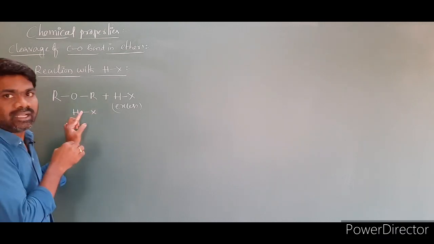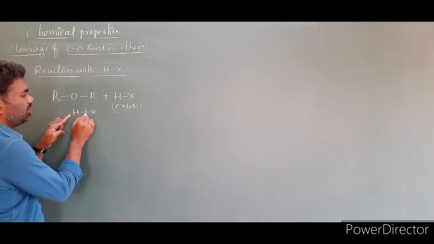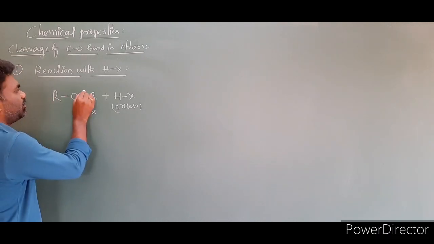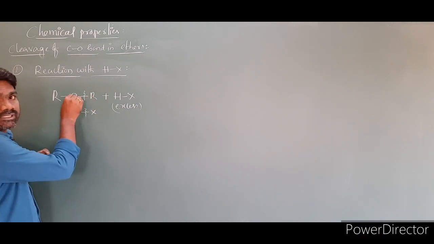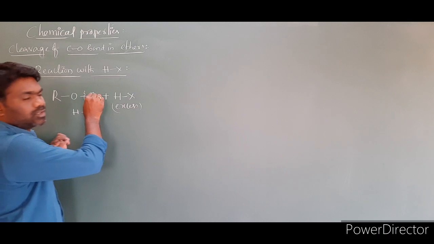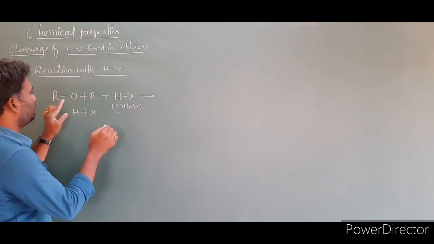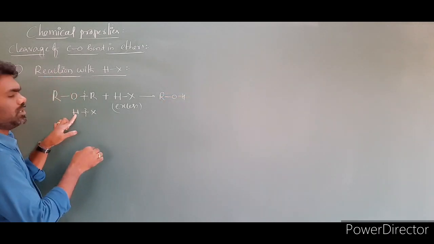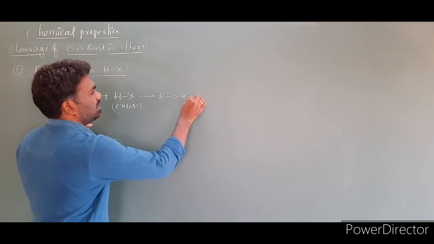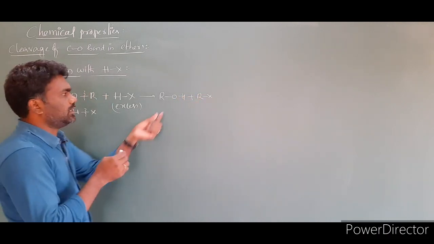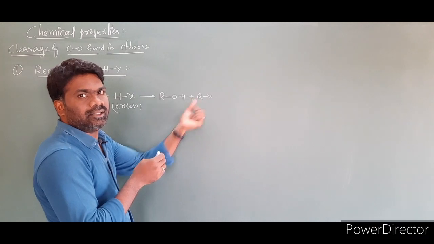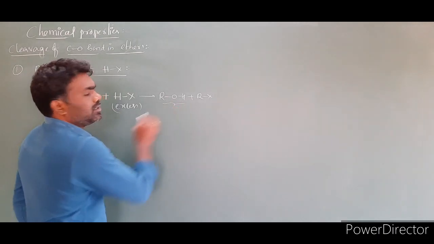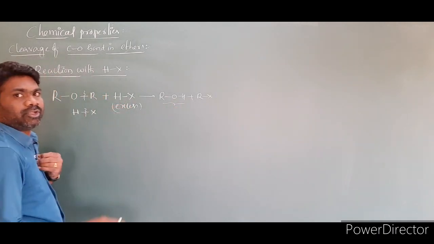I am labeling HX here again. This is the HX, and I am breaking the bond between hydrogen and halogen, and I am breaking the bond between oxygen and carbon of one alkyl group. Then hydrogen attaches to this oxygen, halogen attaches to this alkyl group. Then the product is ROH plus RX. One product is alcohol, another product is alkyl halide. Since we are taking excess quantity of HX, this alcohol in turn reacts with HX to produce alkyl halide.